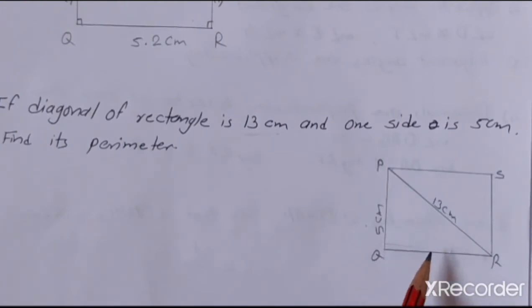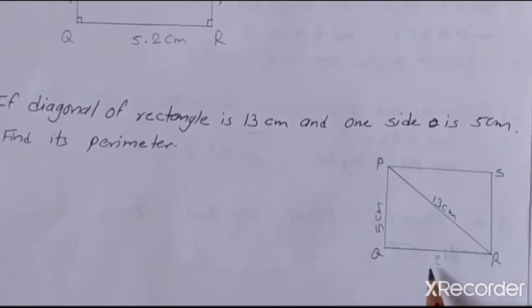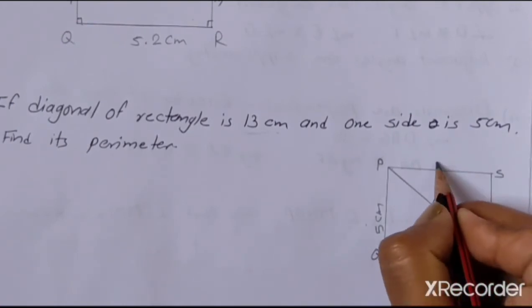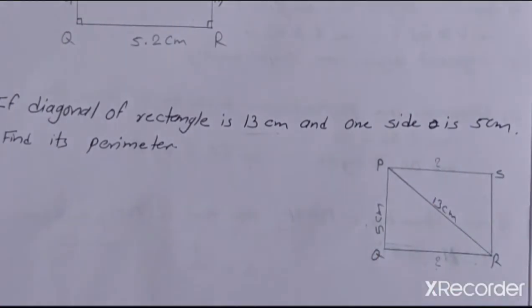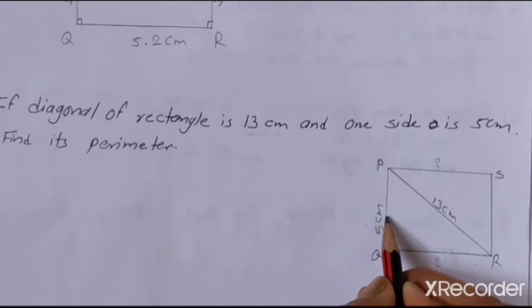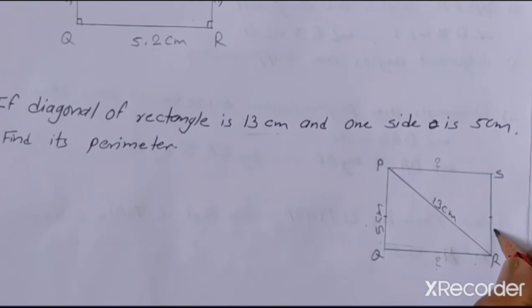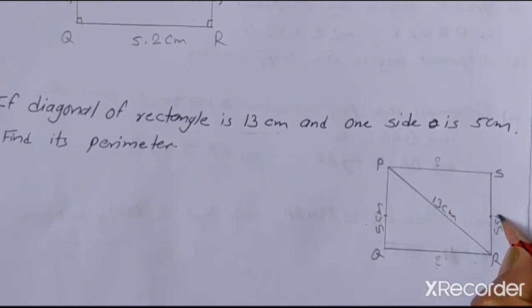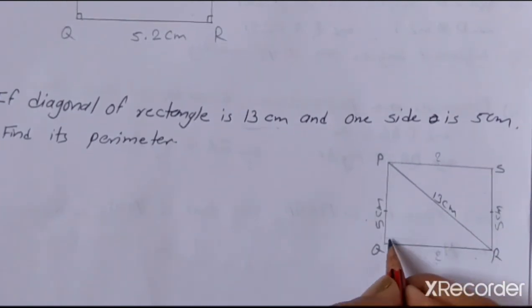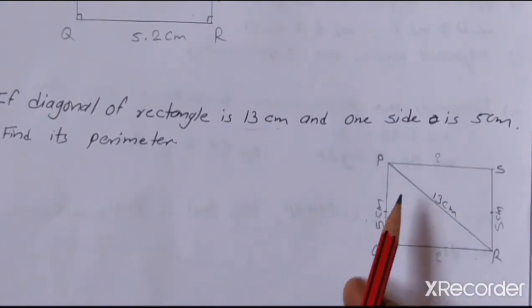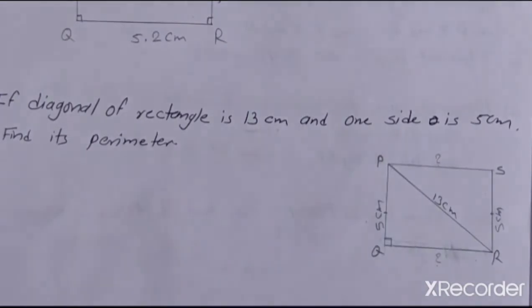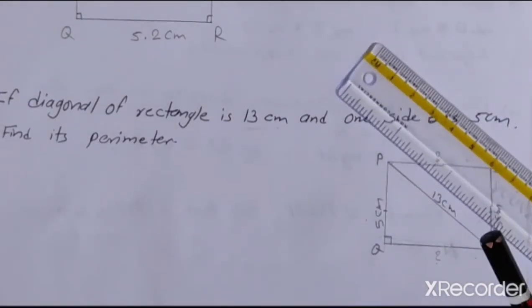So here first we have to find the length of QR. From the length of QR we can find the length of PS, and we already know that opposite segments are congruent, therefore the length of SR is equal to 5 centimeter. Again we know that this angle measure is equal to 90 degrees. So by using the Pythagoras theorem in this right angle triangle PQR, we can find the length of QR. So let us solve it.